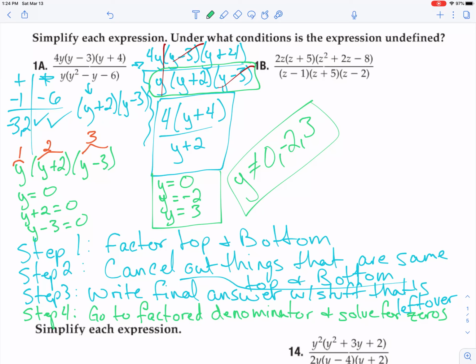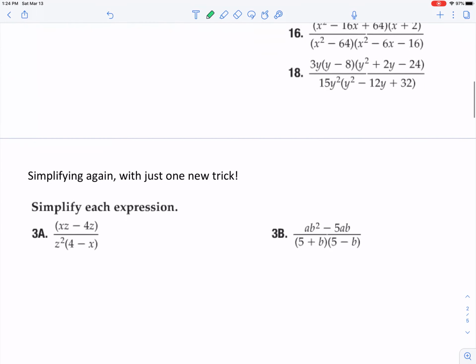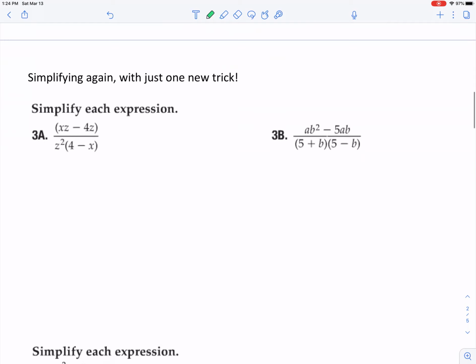Because when I plug those back in to the original piece up here, let me use the highlighter so you can see that better. When I plug that into that piece there, it would give you a 0 on the bottom. You can't divide by 0, so that's why it's impossible. All right, so that's example 1. Okay, so now we're going to do that exact same thing again.